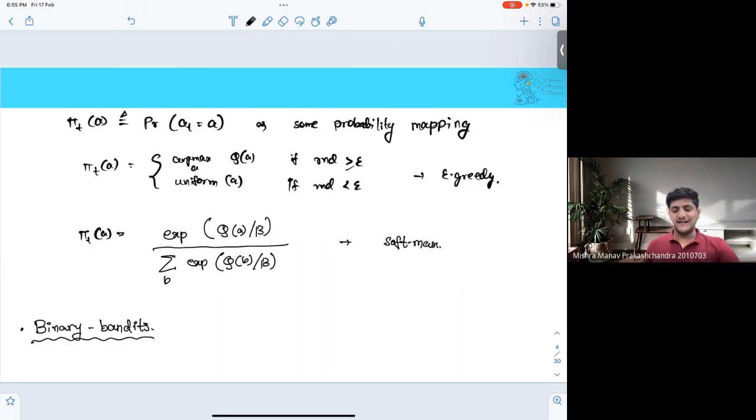So what happens in the binary bandit is that my reward value R of t can only take two values, 0 or 1. Okay, I have only two values for which I can get a reward, either a value of 0 or a value of 1, depending on what actions I select. Okay, so far so good.